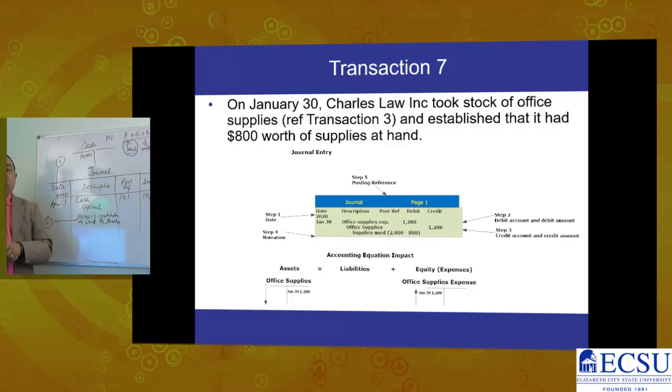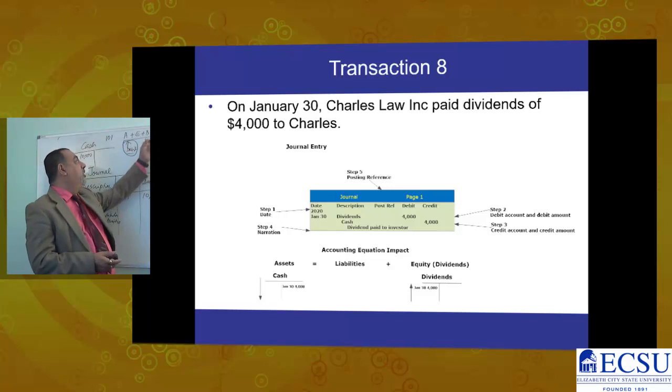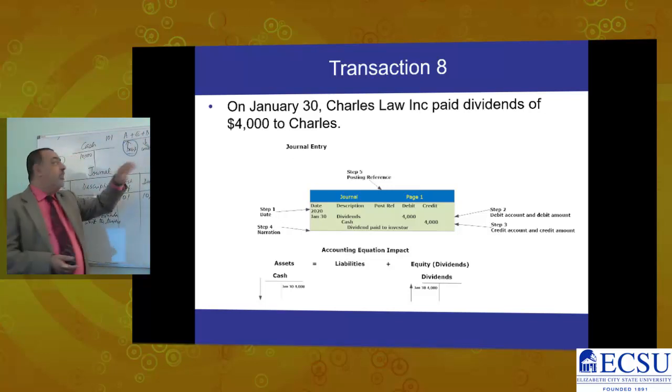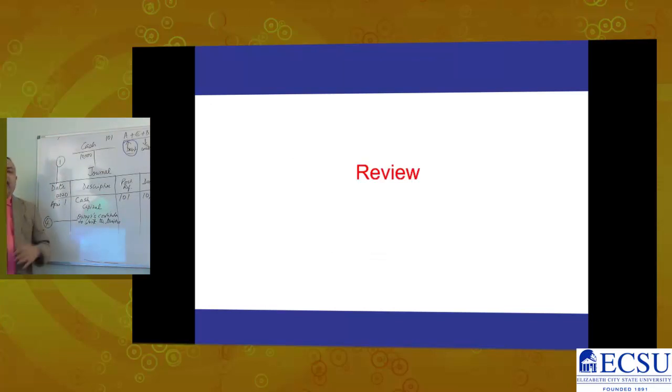So that is the journal that I'll be doing. Office supply expense would be debit and office supplies would be credit. That's how we'll handle this transaction number 7. Number 8, of course, Charles Law Incorporated paid dividends of 4,000 to Charles. Now Charles is the owner, so when you pay out the dividend, it is increasing again. So therefore, if it is increasing, you will be debiting it, and cash is decreasing, it will be credited. So that's how we did that journal and followed the same 5 steps in the process. So that will be your transaction number 8.